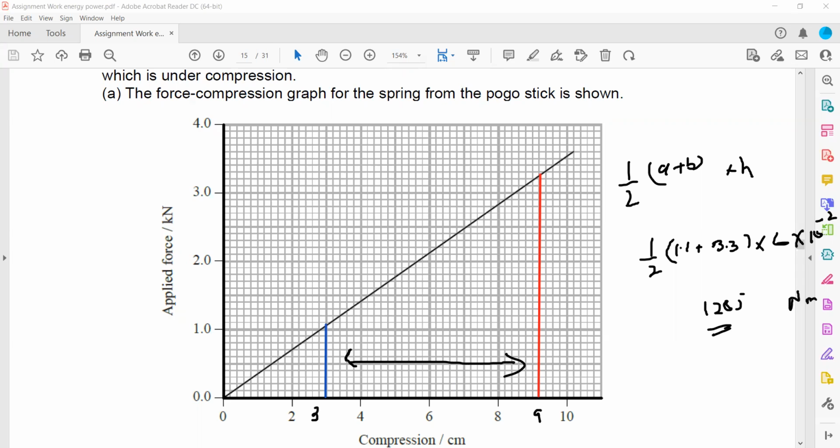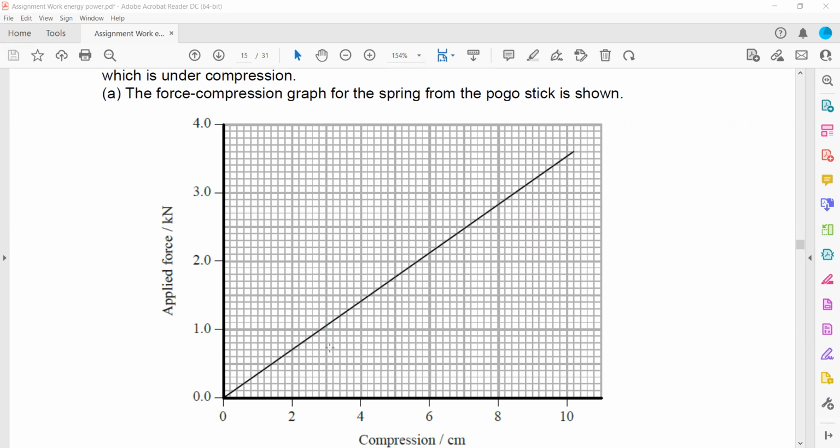Is it clear? This one? So it was already 3 centimeter compressed, and then the boy compressed further by 6 centimeters. The total compression is 9 centimeters. But we just have to calculate how much energy is used by the boy, or the work done by the boy.